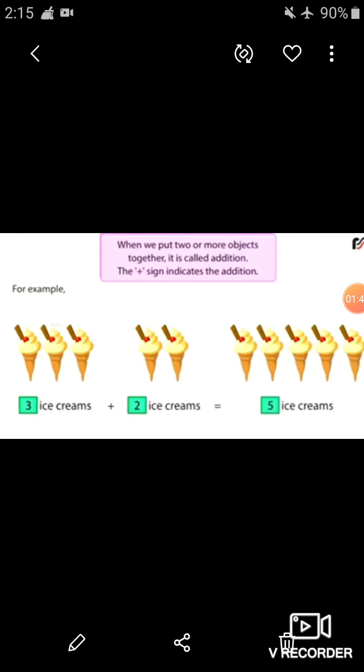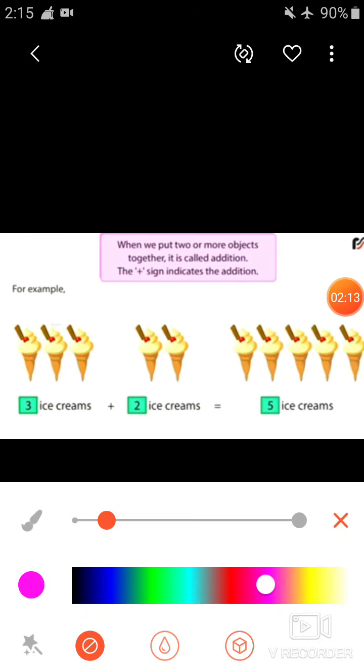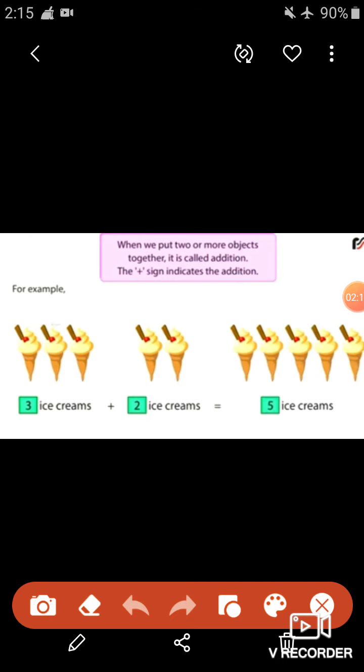So first of all students, do you know about addition? What is addition? When we put two or more objects together, it is called addition. The plus sign indicates the addition. For example, there are 3 ice creams, here 2 ice creams.